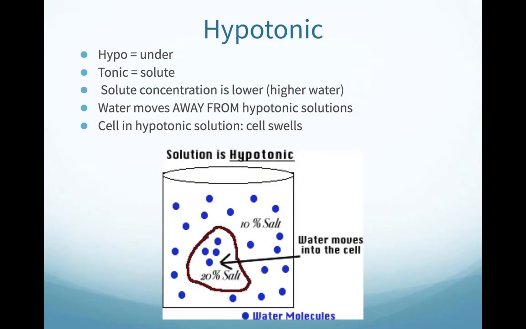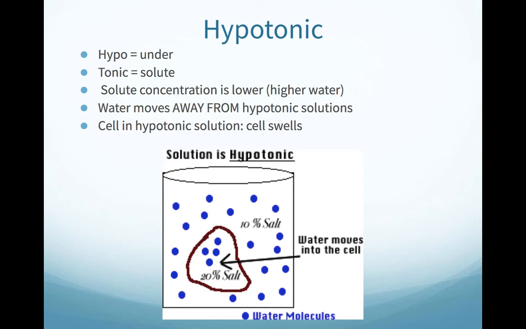In a hypotonic solution, hypo means under, and tonic is solute, like before. And so the solute concentration is lower, so there's more water. So water moves away from hypotonic solutions. So when a cell is in a hypotonic solution, the cell will swell because the water will move from the outside to the inside. So the way you can look at the picture is in two ways. You can say, okay, I see that this is a hypotonic solution because outside there's less solute than inside, so the water is going to move in.